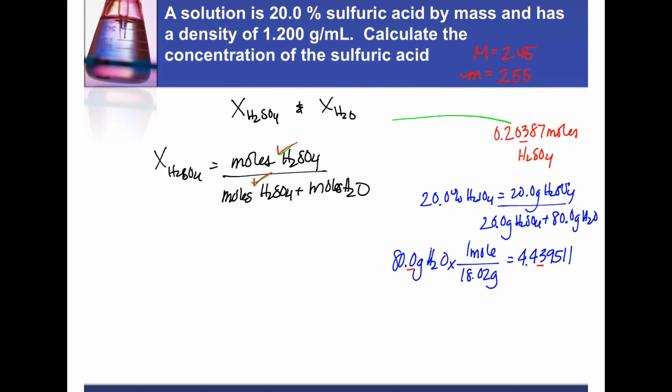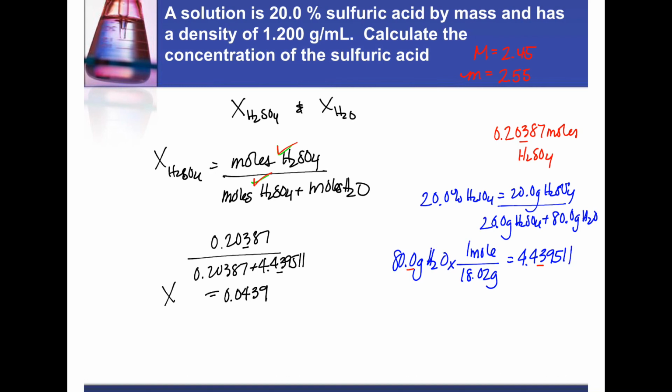So again, we're going to use our moles of sulfuric acid for both of these and our moles of water for this. So when we do that, 0.20387 plus 4.43 like that. And when I calculated that, I got the mole fraction as pretty low, 0.0439. So that's my mole fraction of the sulfuric acid.